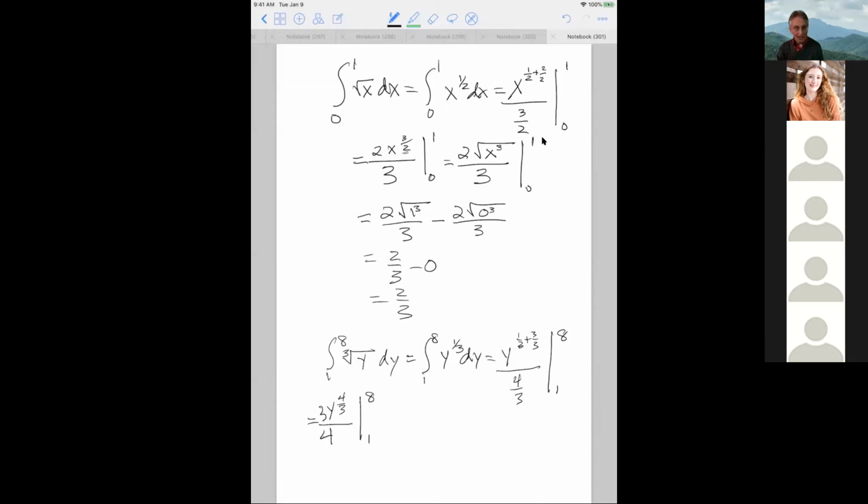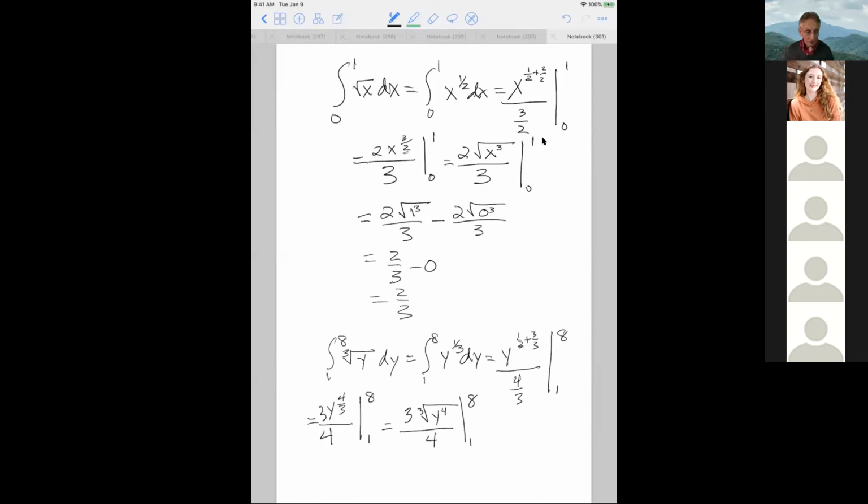And now, you know, there are a variety of ways. If you recognize that's a cube root, you can do a step in your head, however you want to do it. But I'm going to go ahead and write it out. This is 3 times the cubed root of y to the fourth, over 4, from 1 to 8.